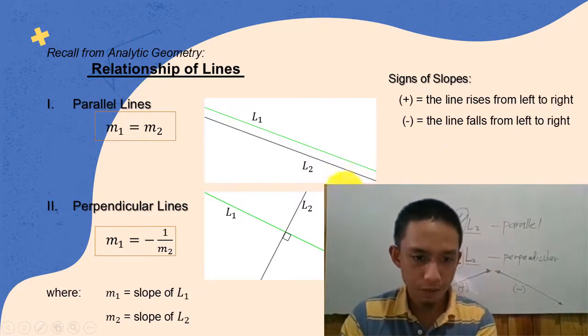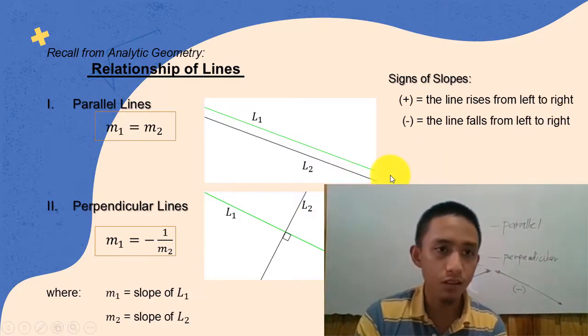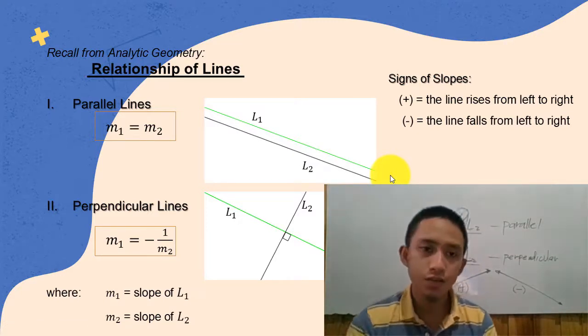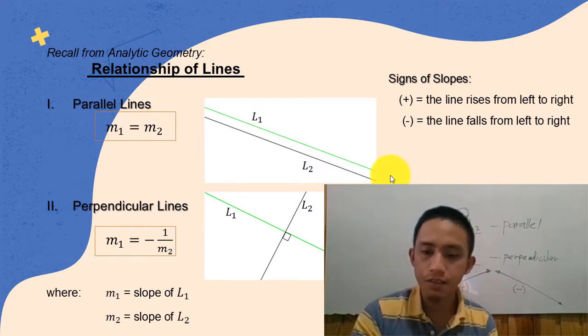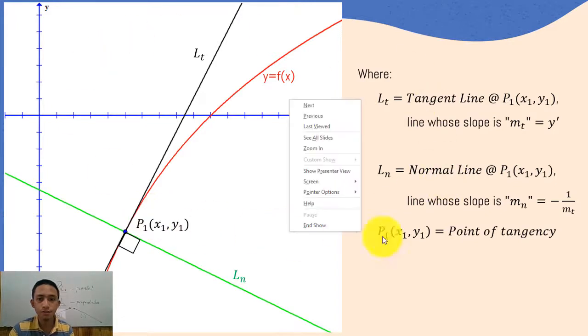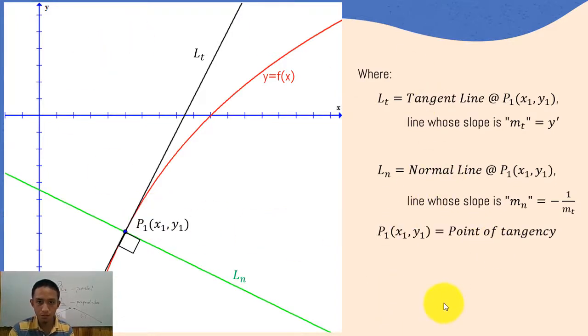Okay, so that is a short recall in your analytic geometry before we proceed to the equations of tangent and normal lines. Okay, so let's start now. Since we are talking here of normal and tangent line on a point, let's say this is your function. The red is your function. Let's say that is y as a function of x. So your variables are y and x.